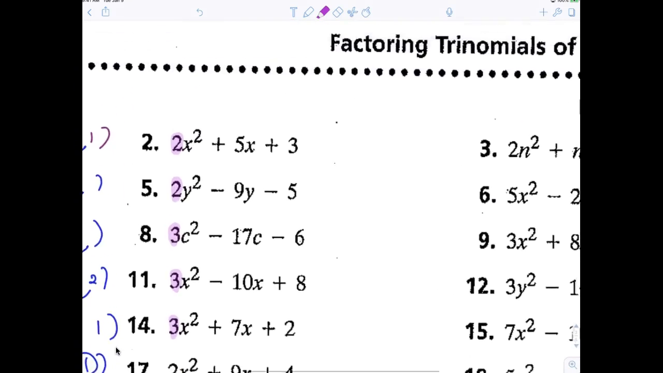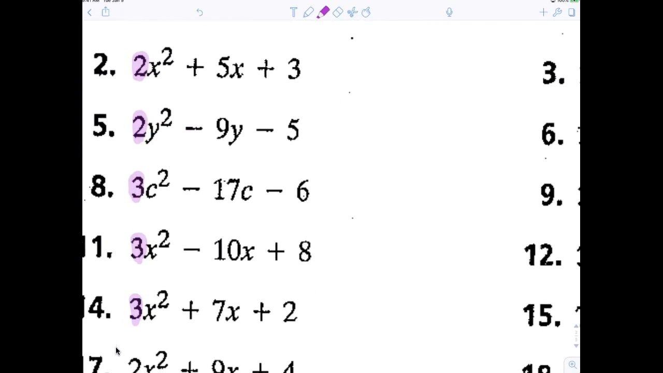So I want you to take a look now at question number 2. The first thing we do is we always start with 2 sets of parentheses. Now, the only possible factors for 2x squared are 2x and x. So we're going to start out with 2x and x. Now, what's nice here is 3. That only has one factor also. The only factor there is 3 and 1.